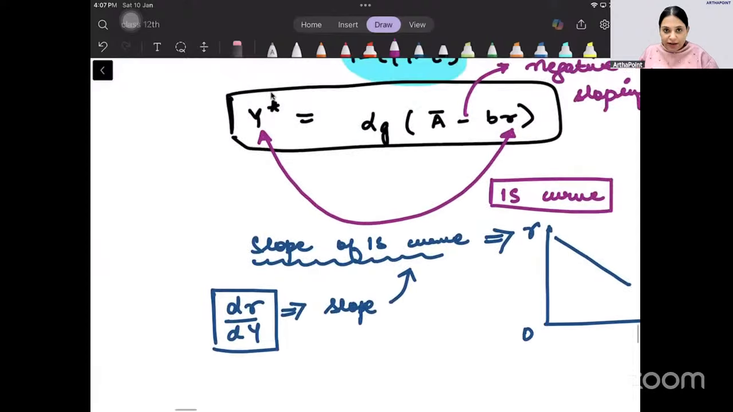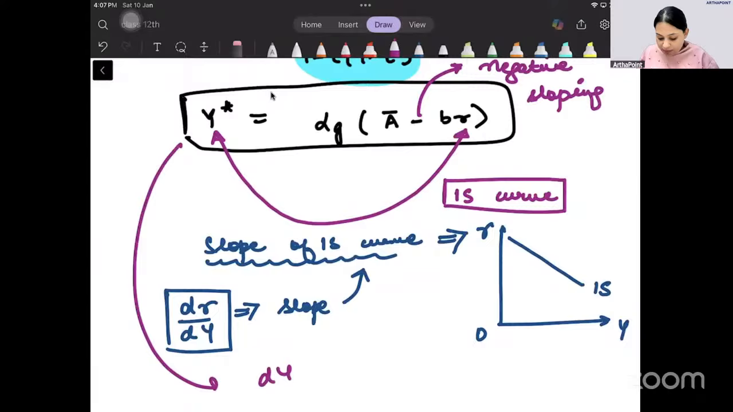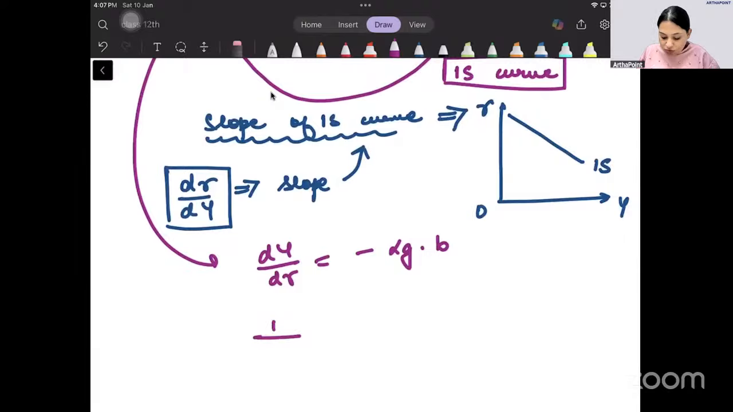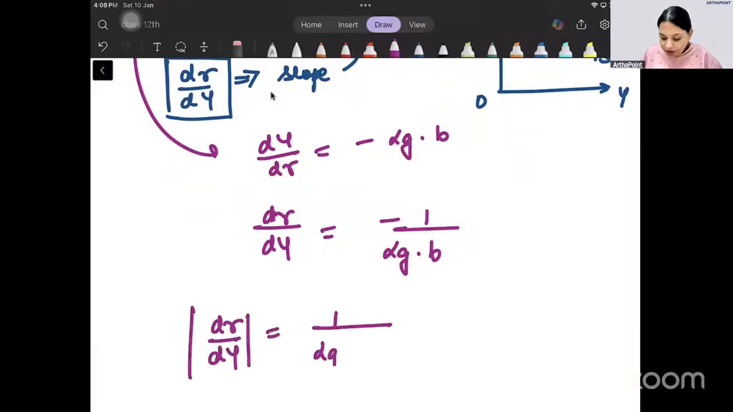Let's find the slope, then I will just scroll there. So here, if I find dy by dr, it is minus alpha g into b. So dr by dy will be minus 1 by alpha g into b. Okay. So yes, in absolute values, because we are only interested in magnitude. So in absolute value, slope will be 1 by alpha g into b.